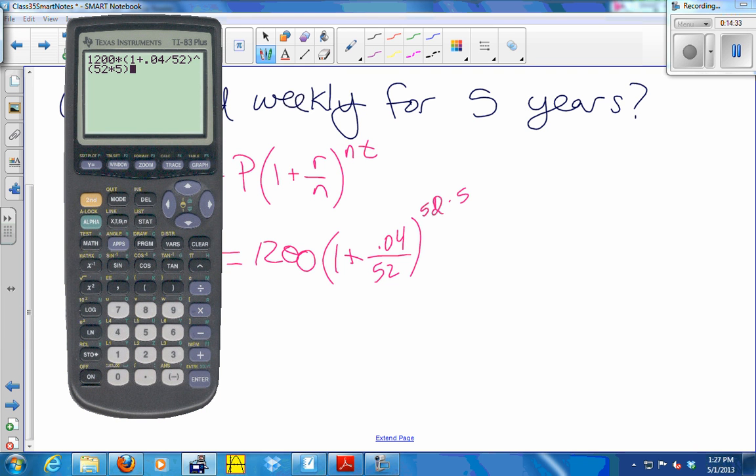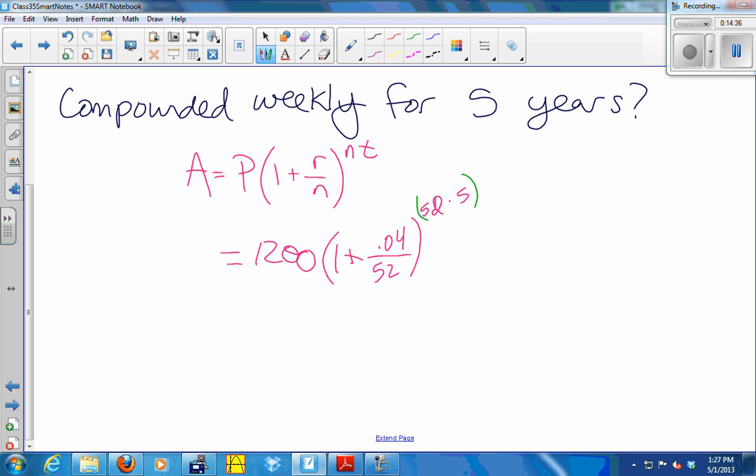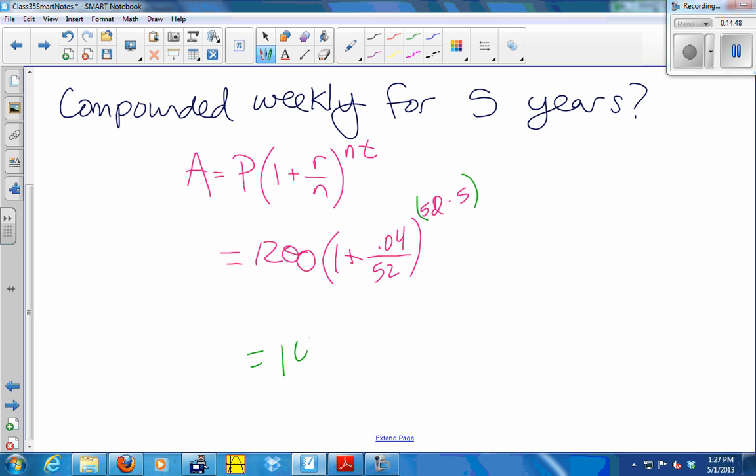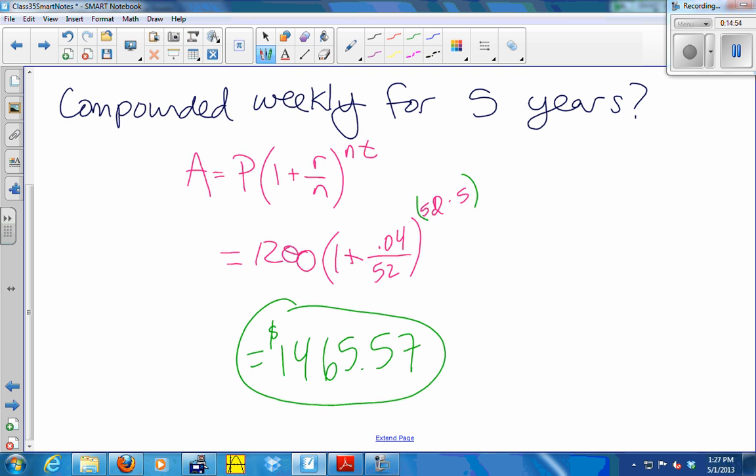So that's the only little tricky part, is that you have to throw some parentheses there. All right, and so we hit enter, and we get $1,465.57. So we make $265 in 5 years. And 4% is even still a little high. Banks don't really pay 4% right now.